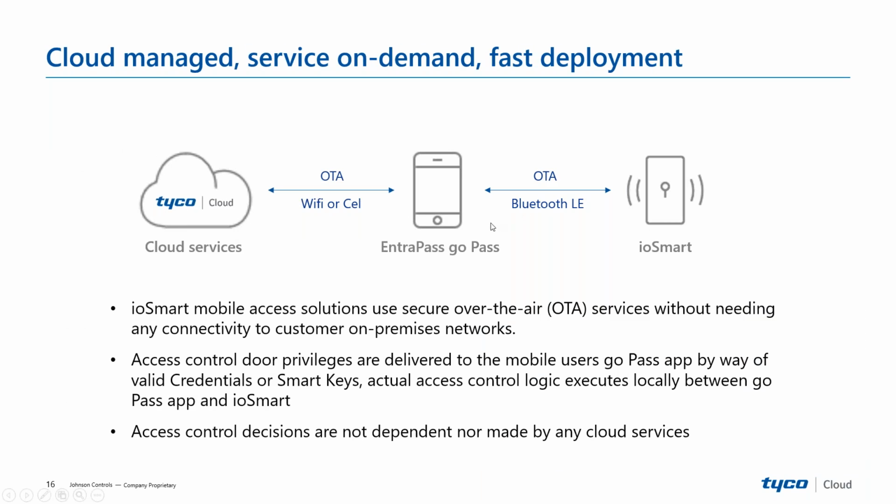Here's an example where the Bluetooth can connect to the ioSmart and to the cloud over the air, via Bluetooth or cell, however you want. But the reader itself, the Go Pass to the ioSmart, is over Bluetooth or BLE.